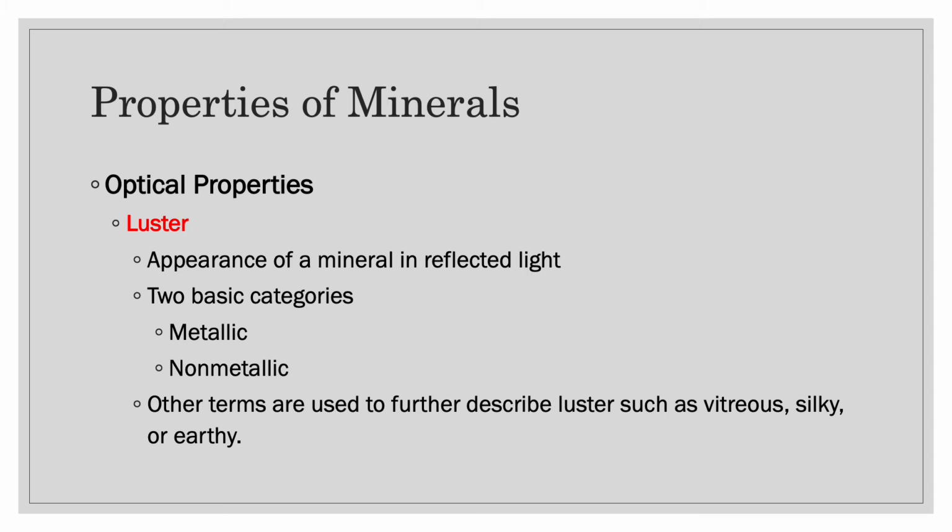Other terms are used to further describe luster, such as vitreous, which is sort of a glassy reflection, like if you imagine broken glass reflecting light. Silky, I think, is pretty self-explanatory. If light were to reflect off of silk, it might look like that on this type of mineral. Or earthy, which generally means a dull reflection of light rather than a bright and sharp reflection of light.